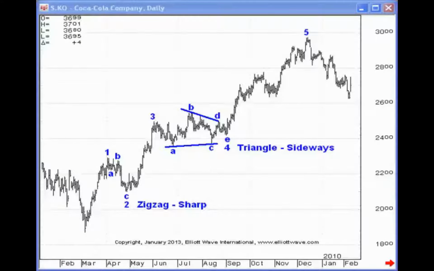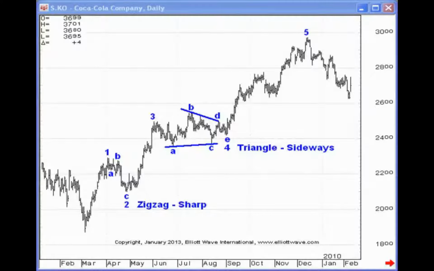Today we're going to examine the guideline of alternation, and specifically we're going to apply it to a couple of price charts, Akamai Technologies and Gold, and I'm going to demonstrate how it can actually help you identify wave patterns more clearly.